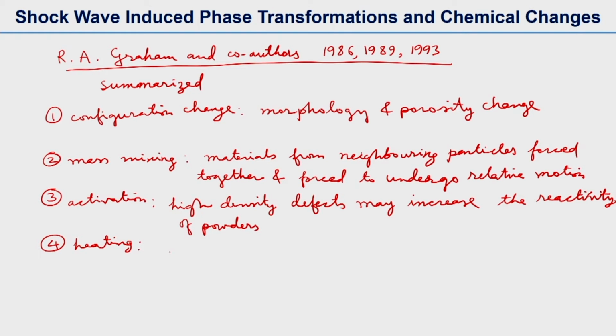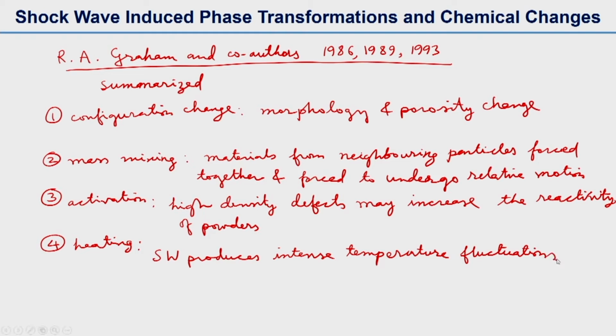Also shockwave produces high temperatures, and we know that it actually produces intense temperature fluctuations. So these are the points summarized by some of the early researchers.